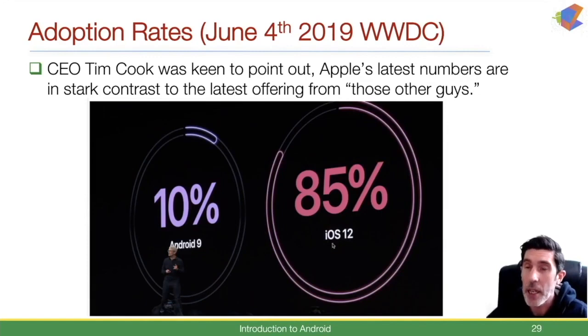In less than a week, every iOS device out there was running version 12. 85% of them were running version 12 in comparison to the latest version of Android, 10%. Again, all down to the fact that Android is a lot more fragmented, and we have different manufacturers with different devices, all with different requirements. Okay, so just something to be aware of from a developer's point of view.